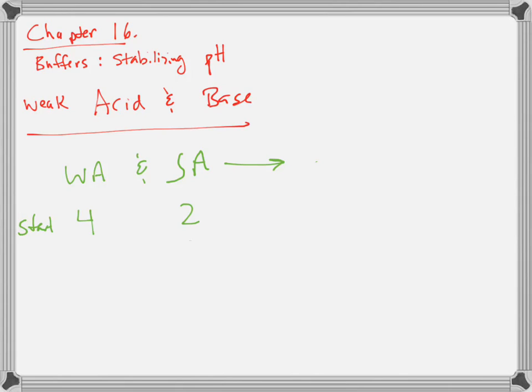Yes, we have a weak acid, but do we have the weak base? No. Do we have a buffer? No, because we don't have both the weak acid and the weak base. So when we go through individual problems, there were 2 types on your exams.